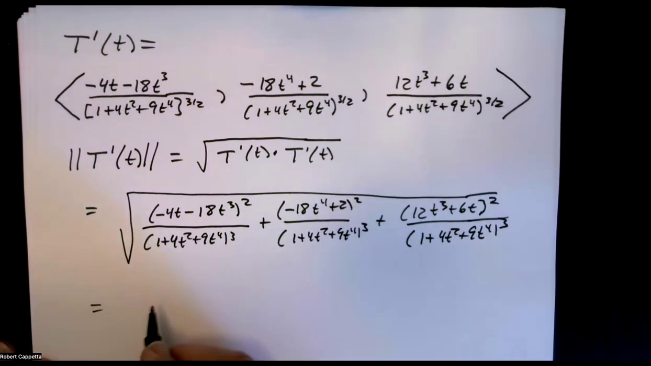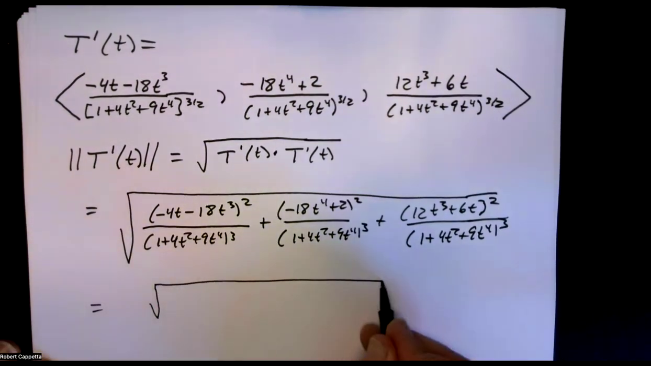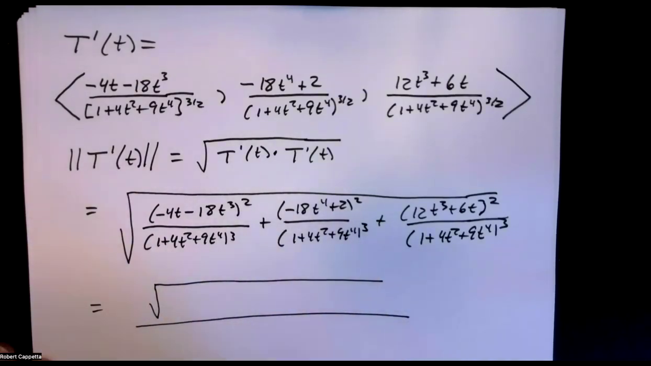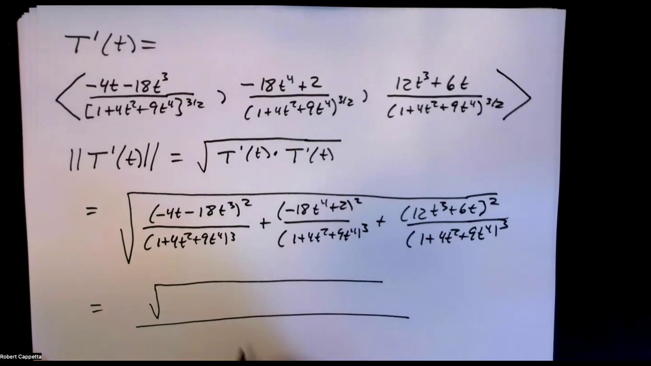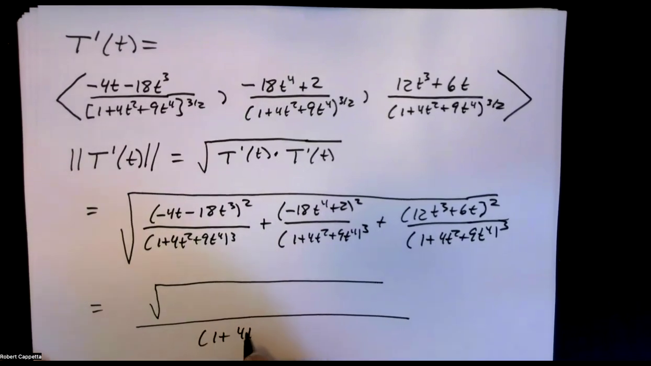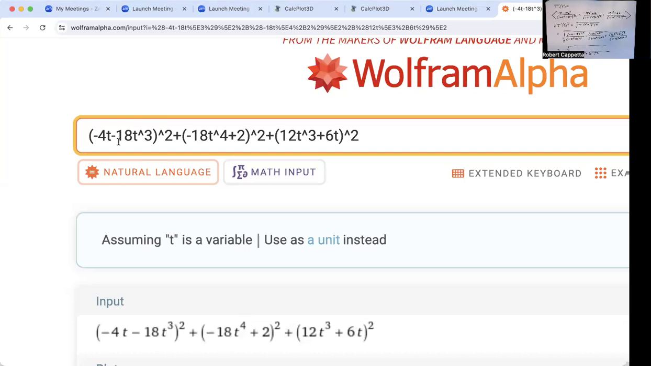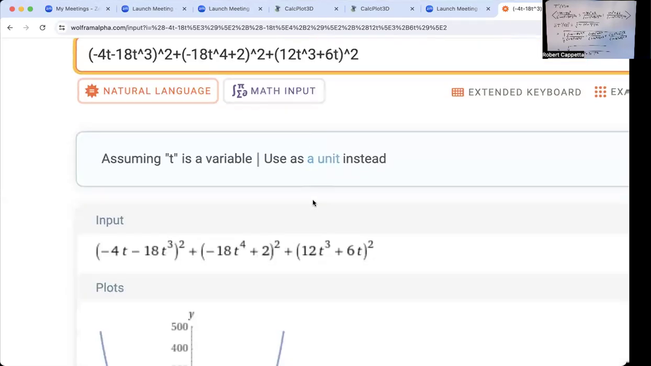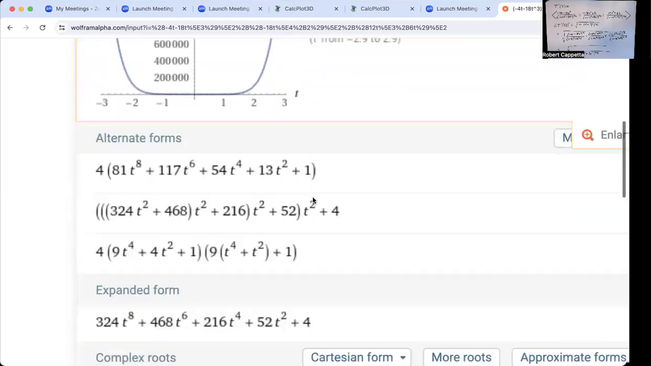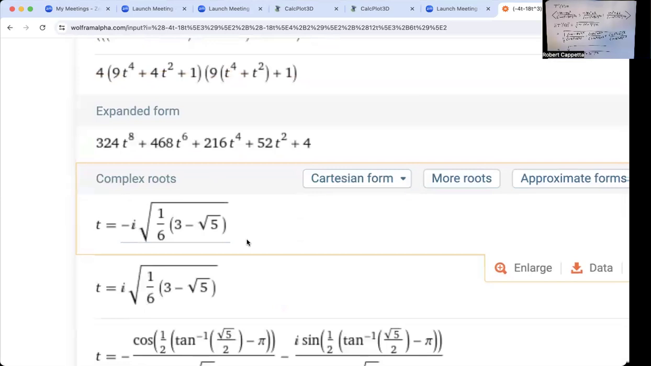Which will be some kind of a square root thing on the top all over that thing to the 3/2 power. So what is that stuff on the top? You'll notice I've asked it to do that: negative 4t plus 18t cubed squared plus negative 18t to the fourth plus 2 squared plus 12t cubed plus 6t squared. And that's where it is. We're going to look for some kind of a simplified form, and there we go.